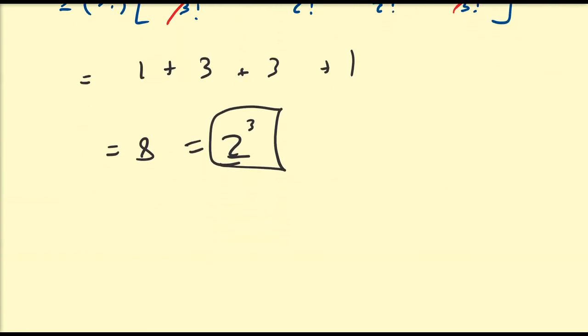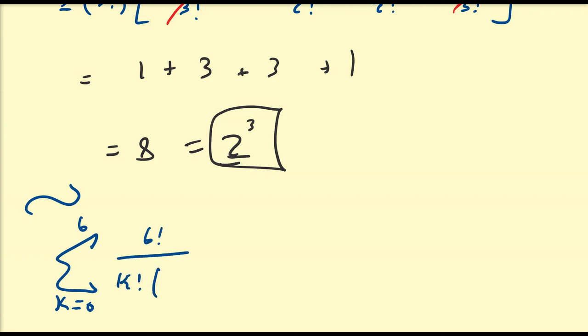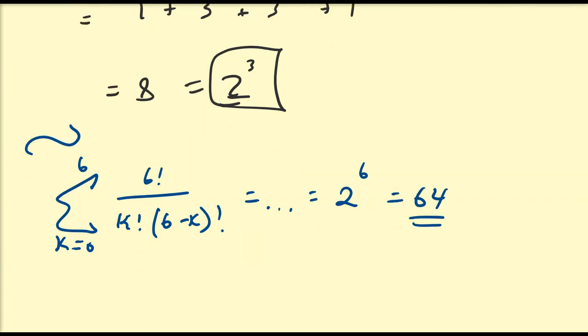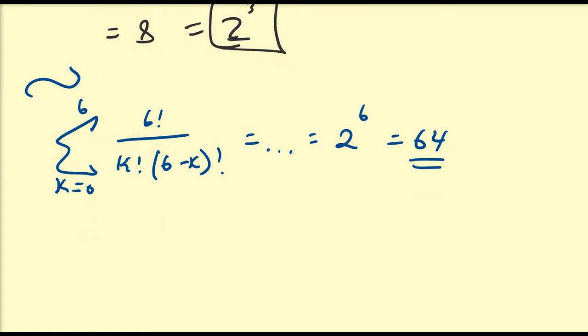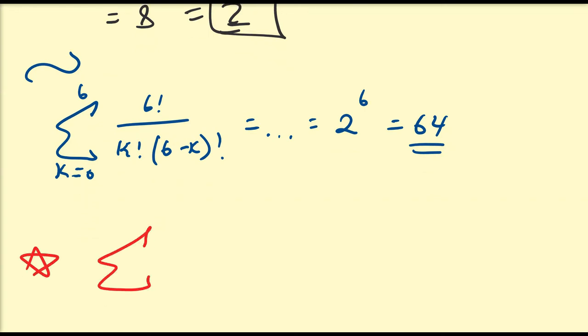I'm going to rewrite this temporarily because this is going to lead into a property that we're going to prove at a later time. So let us assume we want to find the sum from k equals 0 to 6 of 6 factorial over k factorial times 6 minus k factorial. Using the same exact procedure, this is going to be equal to 2 to the power of 6, or 64.